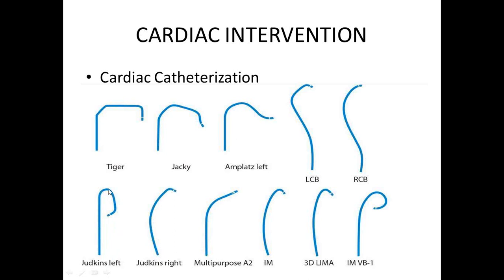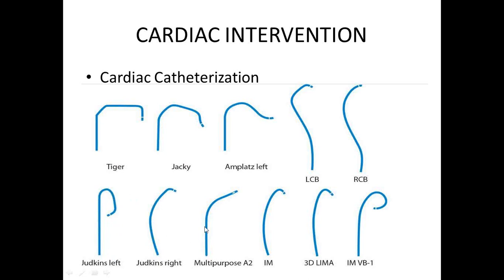This is the Judkins left. You can see the curvature. We use this to cannulate the left main coronary artery, the left system. And we have different size curvatures, because a smaller individual is going to need a different size catheter as opposed to a larger individual.